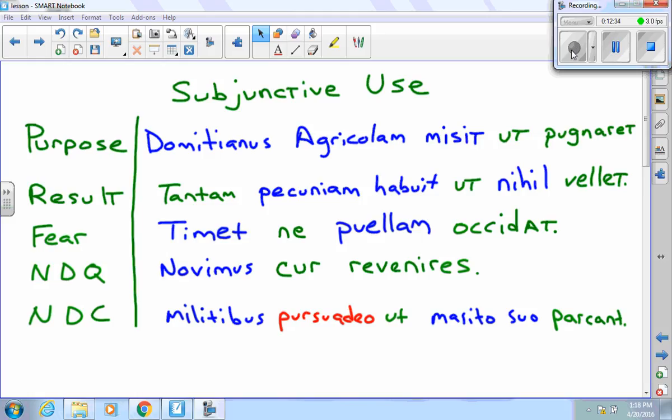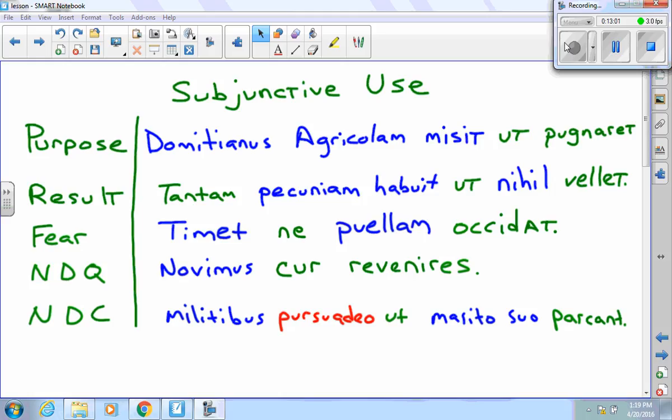On the first, we have a purpose clause. You have to be able to identify them. I gave you green. Again, the green is to identify the things within the sentence that you should be looking for. Purpose clause needs pugnaret, which is a subjunctive. It needs ut as its conjunction. You can also use ne for that as well. So in the first one, we have Domitianus Agricolam misit ut pugnaret. Domitian sent Agricola to fight.